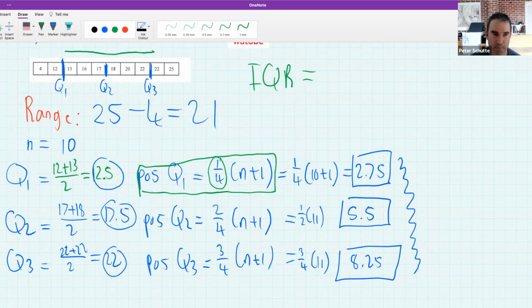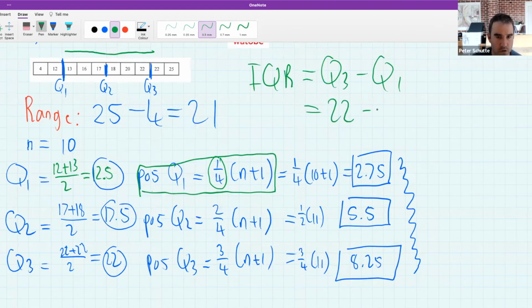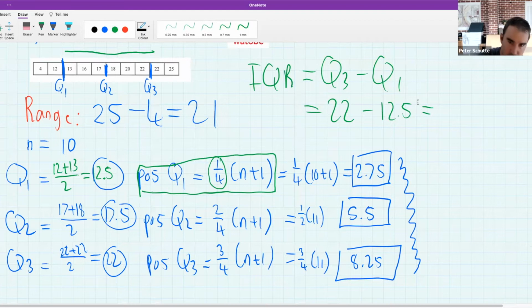Okay, let's do it, peoples. So what is Q3 and what is Q1? That's what you want to think about. So we did hard work and we got 22 was Q3 and Q1 was 12.5. And so in my calculator, 22 minus 12.5 should be 9.5.